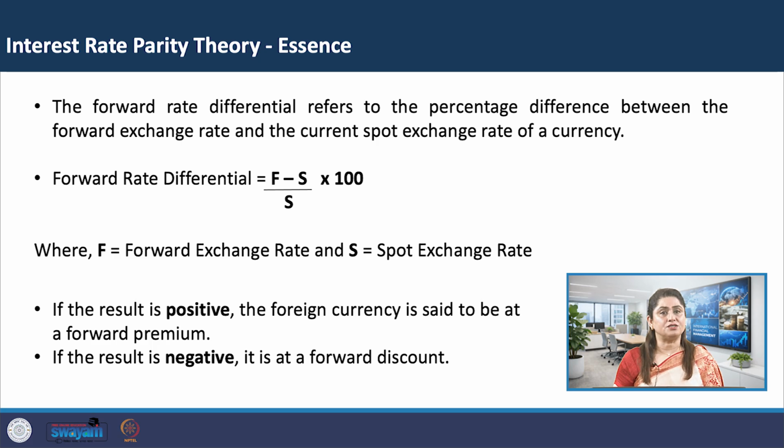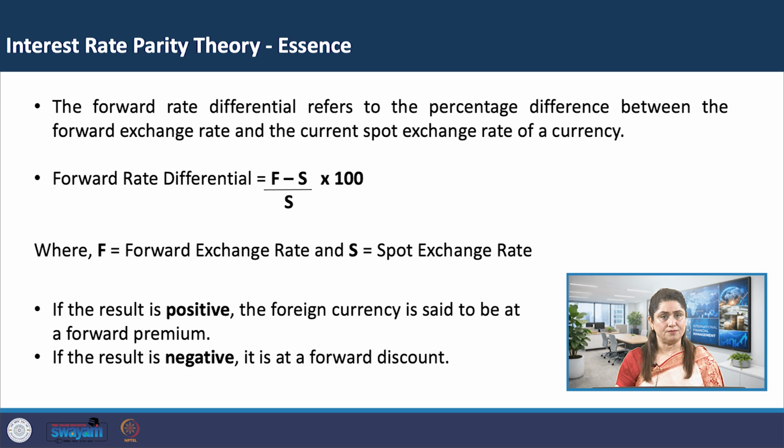The forward rate differential measures the difference between the forward exchange rate and the current spot exchange rate as a percentage of the spot rate. In simple terms, it tells us whether a currency is trading at a premium or discount in the forward market compared to its current value in the spot market. Forward rate differential is equal to (F minus S) upon S into 100. If the forward rate is higher than the spot rate, the foreign currency is said to be at a forward premium. If the forward rate is lower than the spot rate, the foreign currency is said to be at a forward discount.